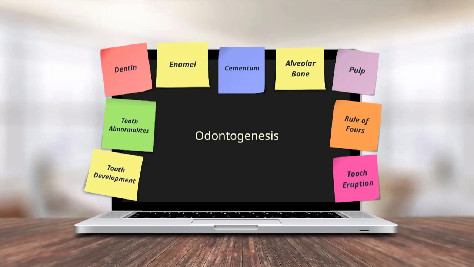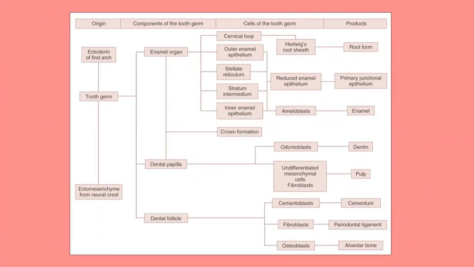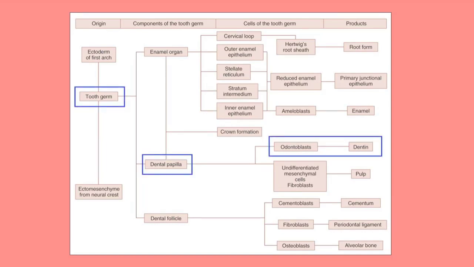All right, now that we've covered some of the abnormalities that can occur, let's dive into some more detail of normal tooth development. Dentin is formed from the dental papilla, which is part of the tooth germ. The specific part of the tooth germ that generates dentin is the odontoblast.